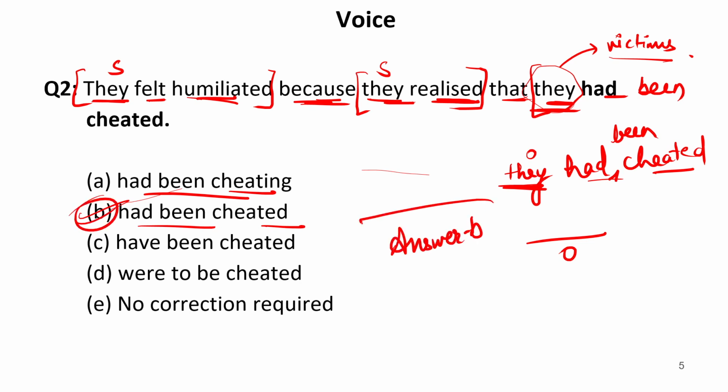Now if the entire sentence is in past, obviously "had" will be used, not "have". "Were to be cheated" means they are the ones to be cheated. No, they are not the ones to be cheated. In fact, they have been cheated. "They had been cheated." Of course, the action has been done to them. Therefore, our answer is B, which is appropriately correct. Now, let us move to the next one.